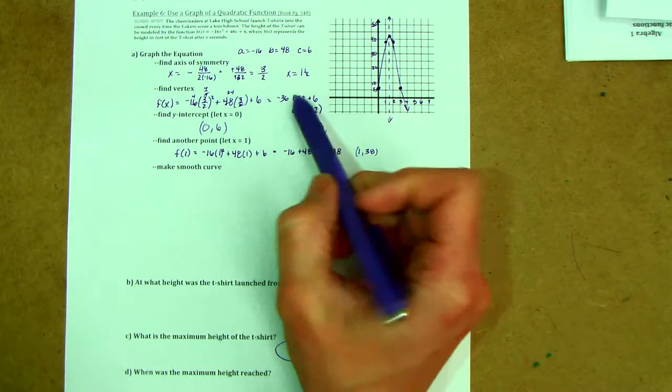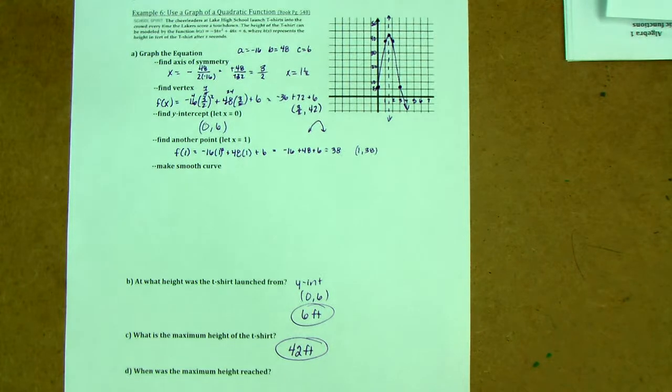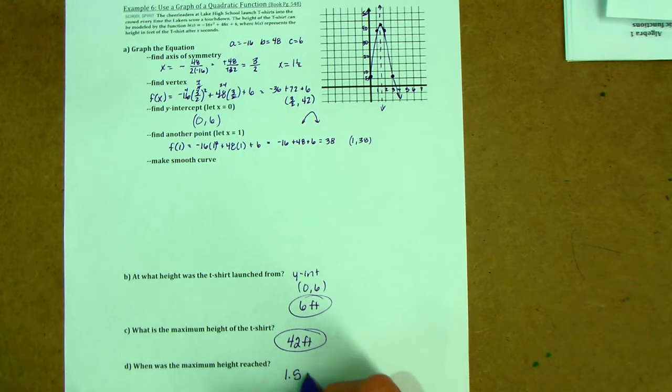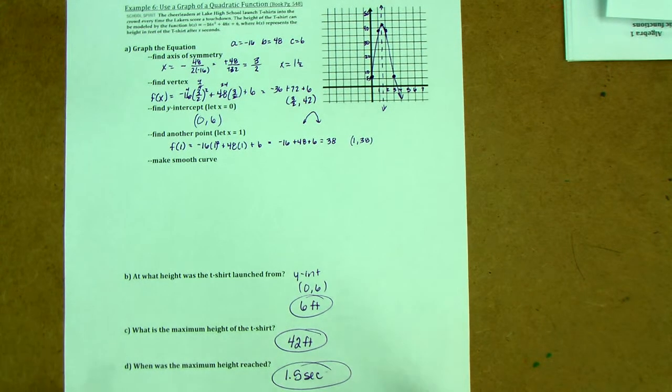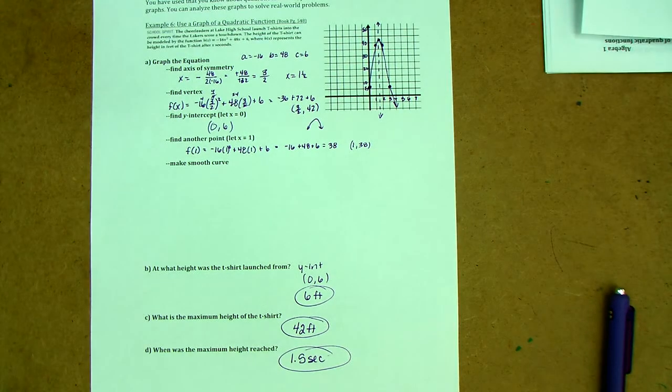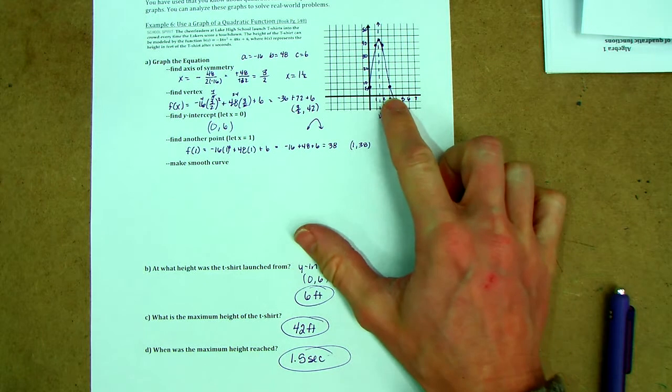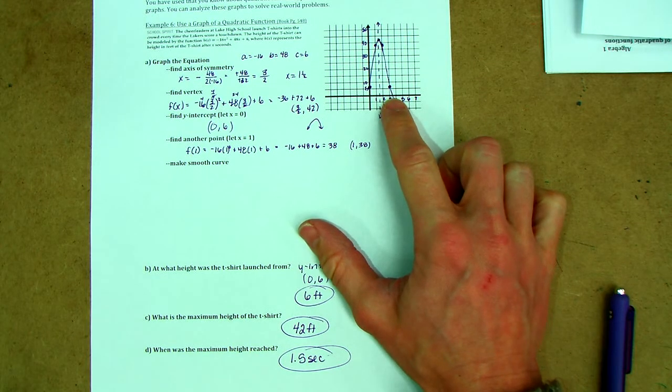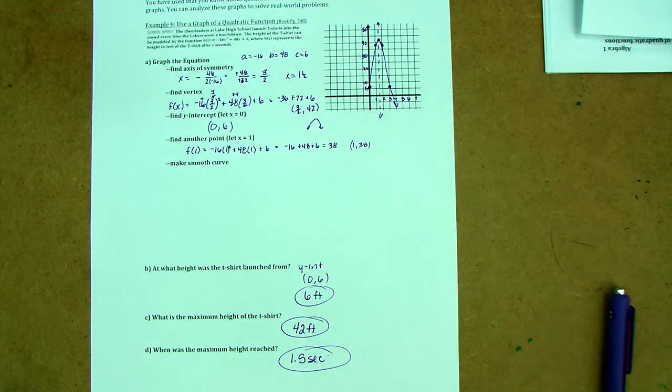So all of those were pretty substantial pieces of information. We could also calculate approximately what time that t-shirt would have actually hit the ground, which would have been sometime after 3 seconds, probably 3.1 or something close to that. We could calculate that out. But that's all that information.